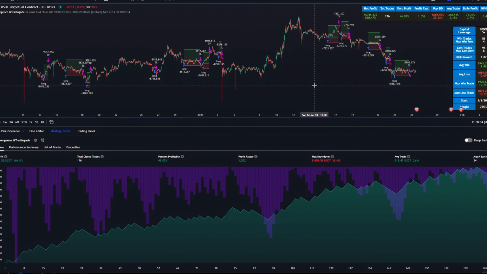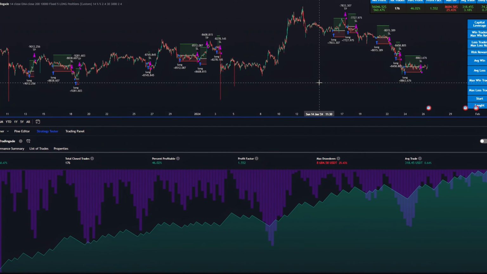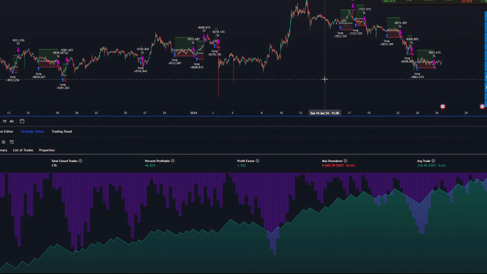Anyway, this is a way of using this RSI indicator. There is even another way of using it, which I cover in this video right here.